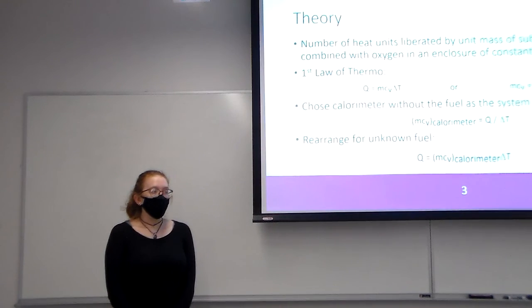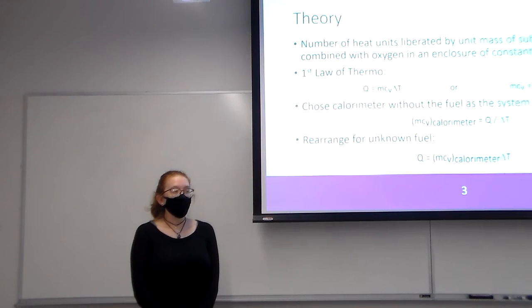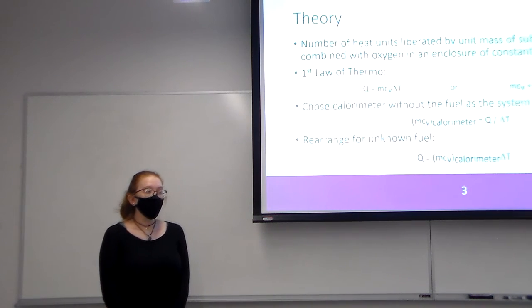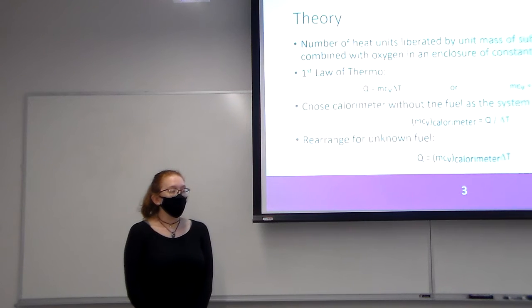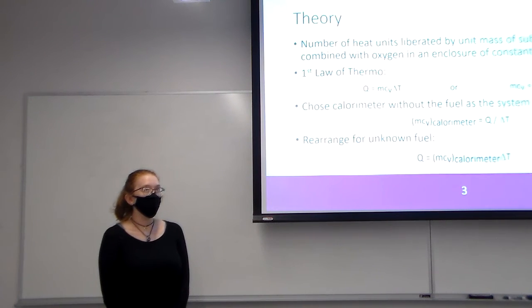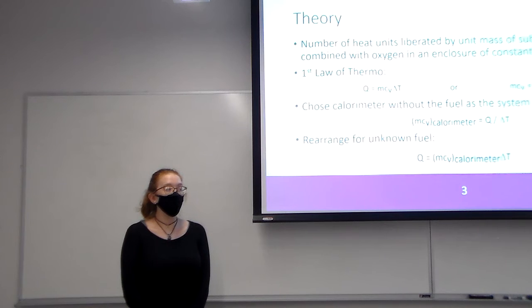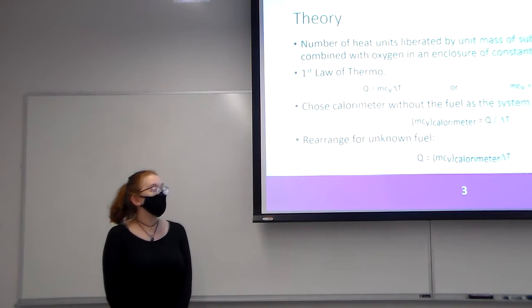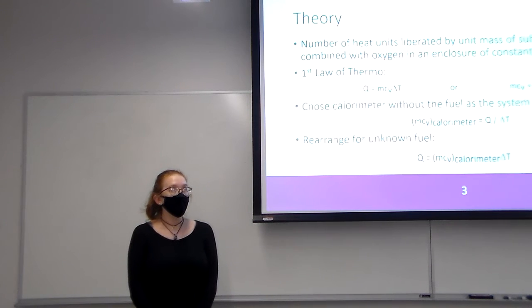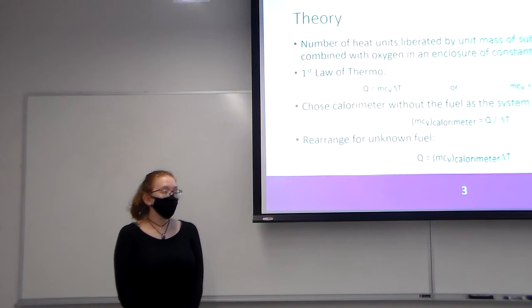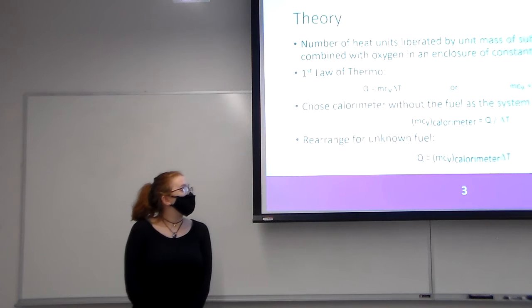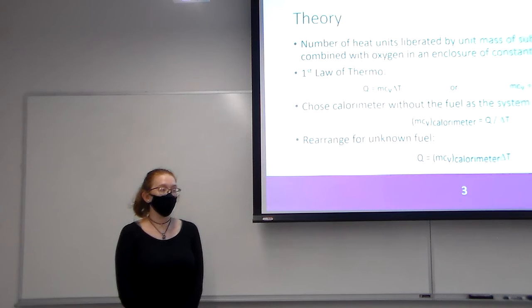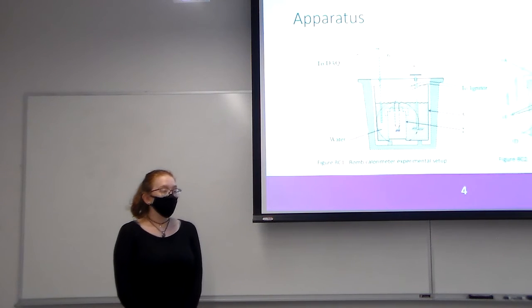So the theory behind it is we're going to be looking at the first law of thermodynamics, mostly the first equation, where we can rearrange it in order to find what we're looking for. If we set the system to be everything but the fuel, and we have a known fuel, we can use the middle equation where we can set the thermal capacitance of the system equal to the heat divided by the change in temperature. And then we can also rearrange, if we do not know the fuel, to get the bottom equation below. So this is the setup for it.